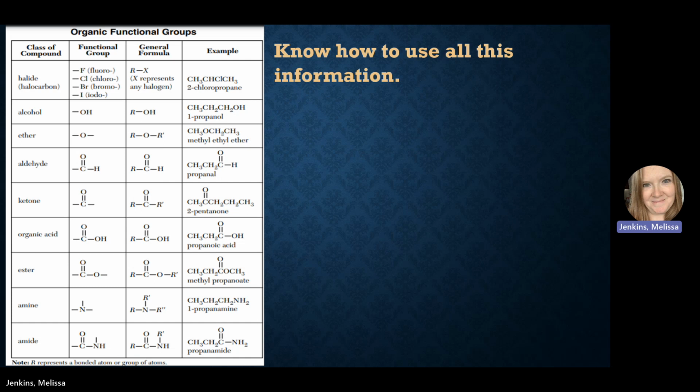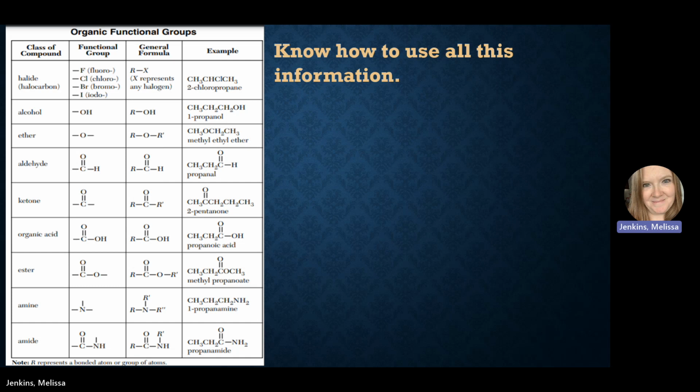And these are isomers because they have the same molecular formula, but a different structural formula. Same molecular formula, different structural formula. So if I count this up, this is still 1, 2, 3, 4, 5 C's, and 1, 2, 3, 4, 5, 6, 7, 8, 9, 10, 11, 12 H's. Same molecular formula, different structural formula.